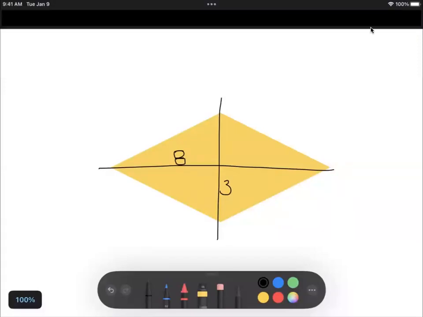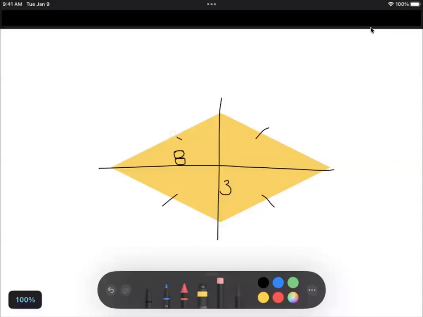Hey everybody. All right. In this video, we're going to talk about how to find the area of a rhombus. So if you're not sure or you don't remember what a rhombus is, it's a four-sided quadrilateral that has equal sides. What that means is that this side, this side, this side, and this side are all the same length. That's what makes it a rhombus.